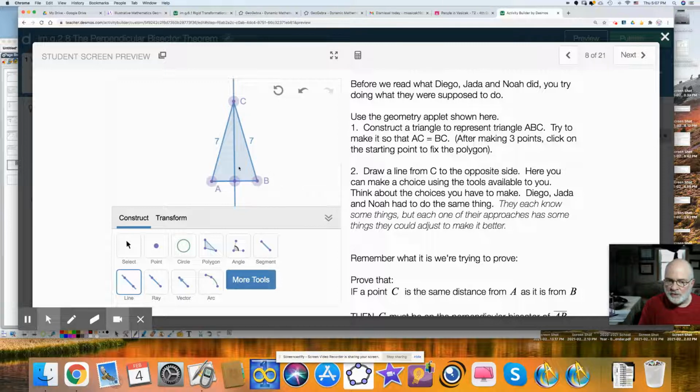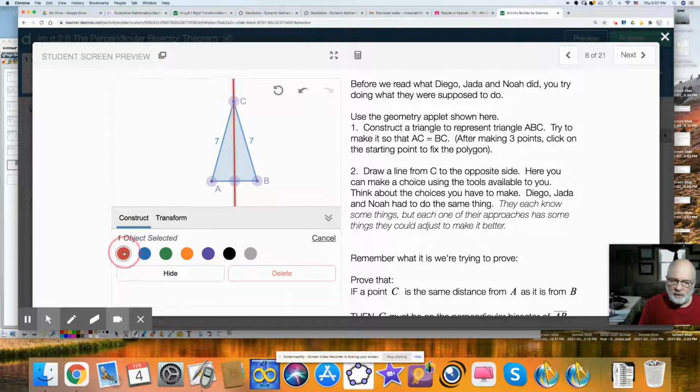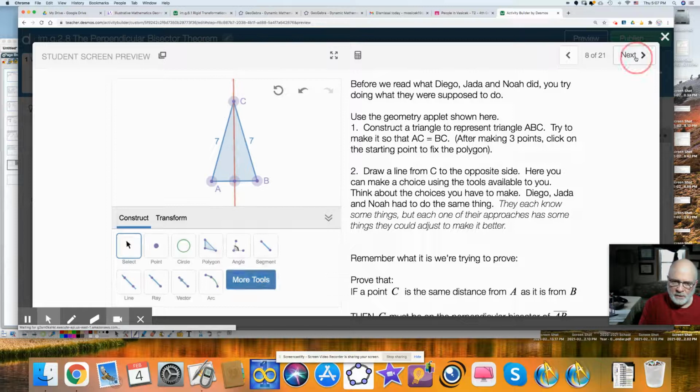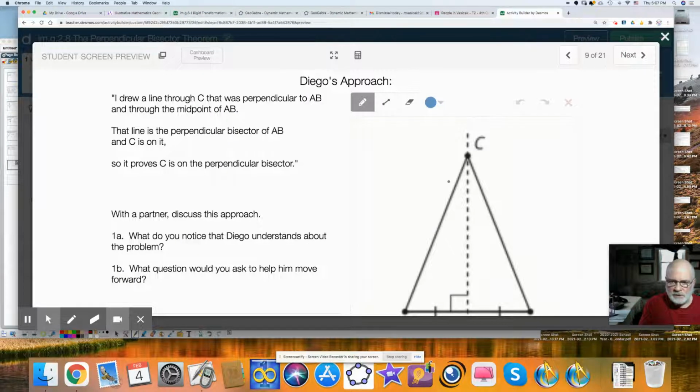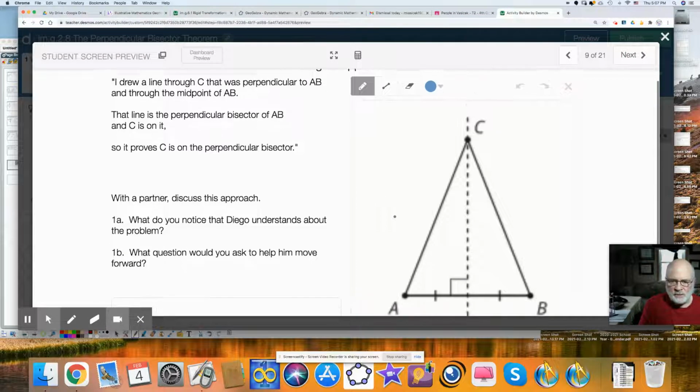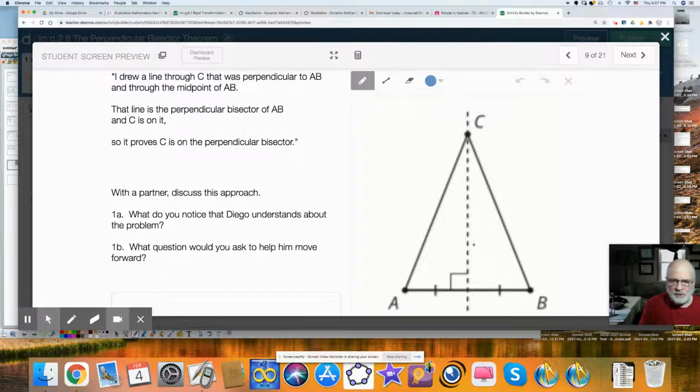What do you know about this line? When you drew this line, what did you make special about it? Because you can put an auxiliary line pretty much anywhere you want. Well, let's read what Diego, Jada, and Noah did. Diego's approach was, I drew a line through C that was perpendicular to AB and went through the midpoint of AB. That line must be the perpendicular bisector of AB, and C is on it. So it proves that C is on the perpendicular bisector.